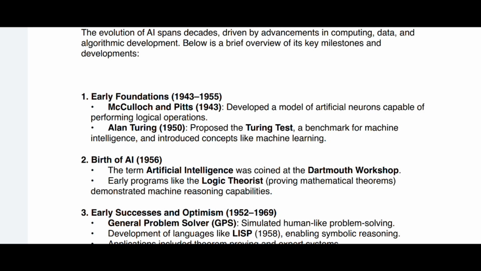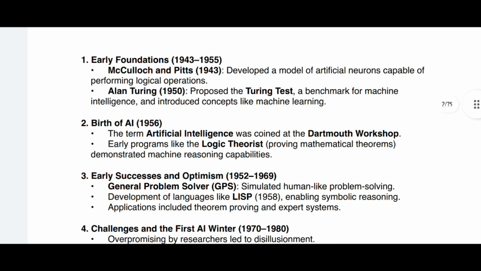So really these points are important, and we can elaborate using these points. The birth of AI was in 1956. The third point is early success and optimism, 1952 to 1969. General Problem Solver, GPS, we call it GPS, the General Problem Solver. When we started with the General Problem Solver, early success and optimism from 1952 to 1969 stimulated human-like problem solving and the development of a language like LISP.